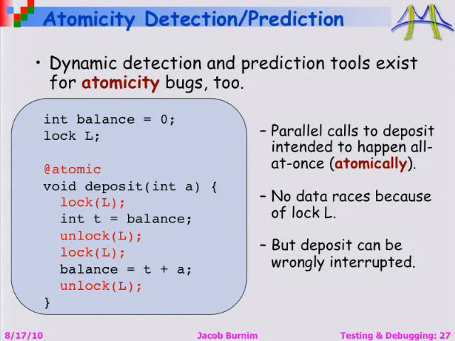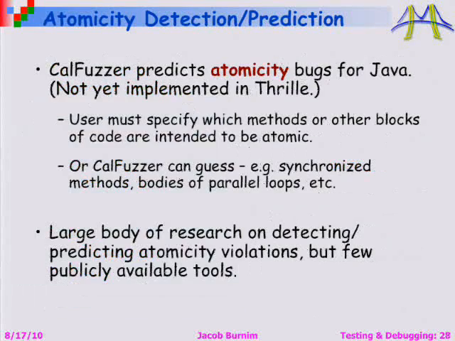But this is just to show that even if you have no data races, you can still have higher level concurrency or parallelism errors. Here, all reads and writes to balance are protected by a common lock, but in some sense the lock doesn't cover a wide enough region. So this code is still not correct.